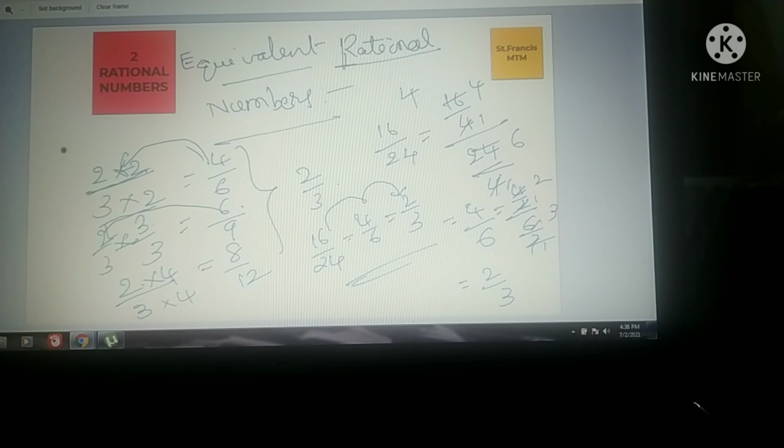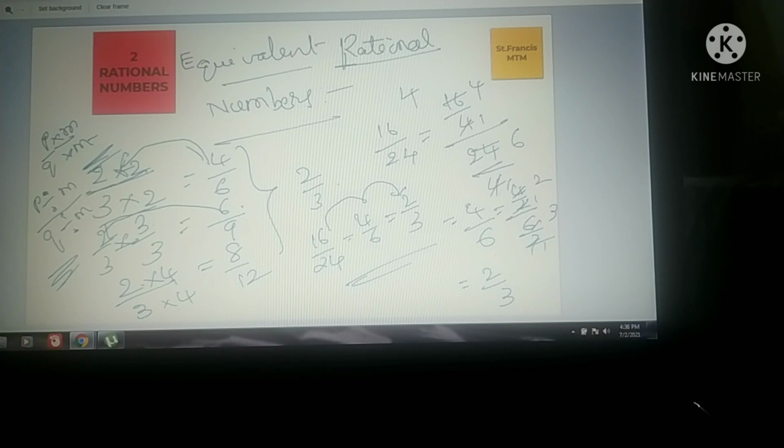Understood? See what the rules are. Once again I am writing here: P by Q. Whatever you do in the numerator, you have to do that in the denominator also. Let us come to division. If you divide P with M, you have to divide Q also with M only. Understood? These are the two rules we have. Very important rules.